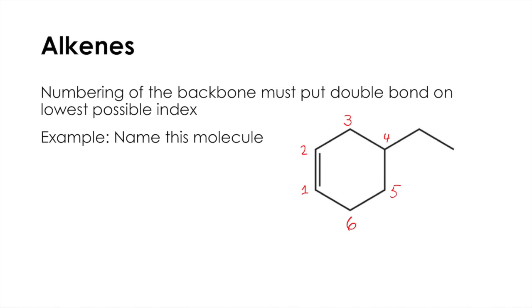And the reason I didn't go the other way is because that would put the substituent, that ethyl, on carbon 5 if I had gone counterclockwise. And so because of that, I have to start down here on this carbon and go clockwise so that my first 2 carbons are 1 and 2 of the double bond. And so to name this, we start with the substituent, ethyl. And then the root is cyclohexene. Just like that.